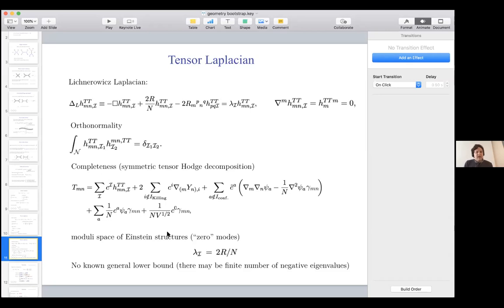And there's a special value of the Lichnerowicz Laplacian, which are what we might call the zero modes, which correspond to the moduli space of Einstein structures, the different ways you can deform the metric while retaining the Einstein condition. These are going to lead to massless scalars in the lower dimension. And there's no lower bound that's known in general for the Lichnerowicz Laplacian. So in general, there could be some finite number of negative eigenvalues on any given manifold.